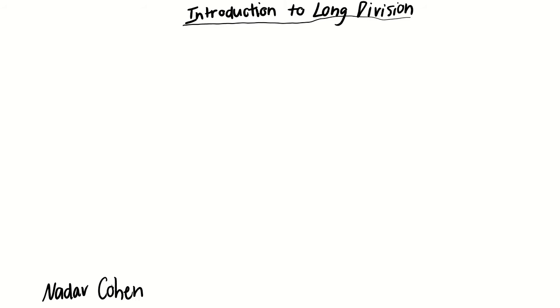So, introduction to long division. What we have been doing is 20 divided by 4, and we say that equals 5. But we're not doing any actual math. So, we're going to finally be doing math.